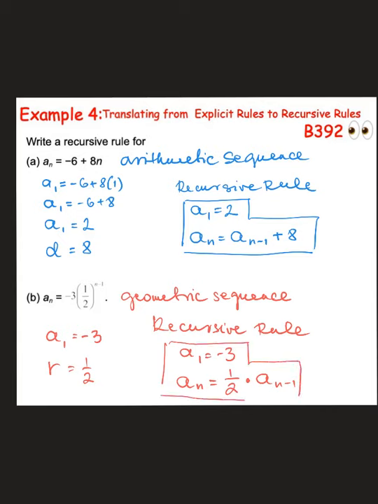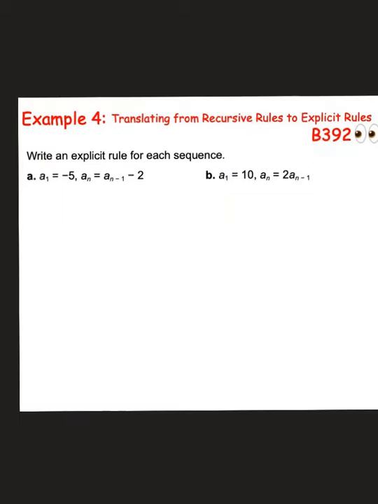So the rule that I was given originally is our explicit rule. So this was the explicit rule, and this was also an explicit rule. And then we wrote the recursive rule for each one of them. In this case, we are given the recursive rule. So let me write that right above it. This is our recursive rule.